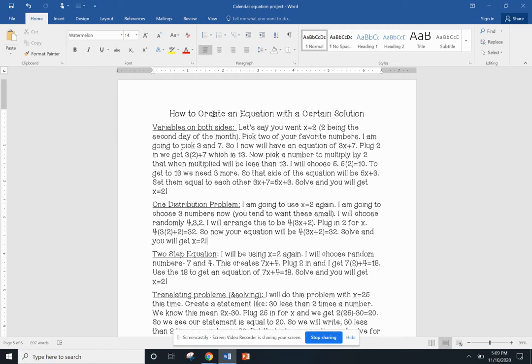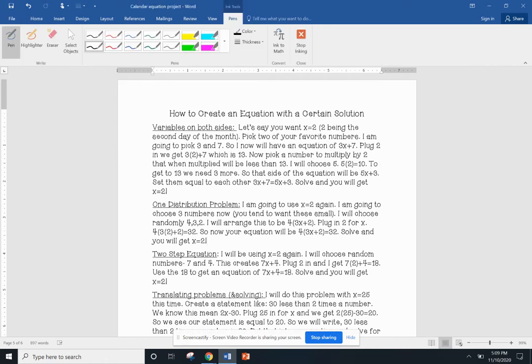So then you're going to pick 2 numbers. I said your favorite numbers, you could pick any numbers. I chose 3 and 7. So now that means my equation will look like 3x plus 7. And what I like to say is for these types of equations for variables on both sides, it'll look something like ax plus b equals cx plus d, where a, b, c, and d are all integers.